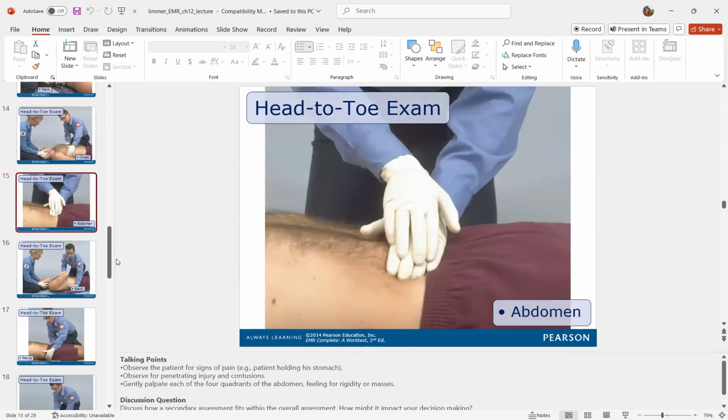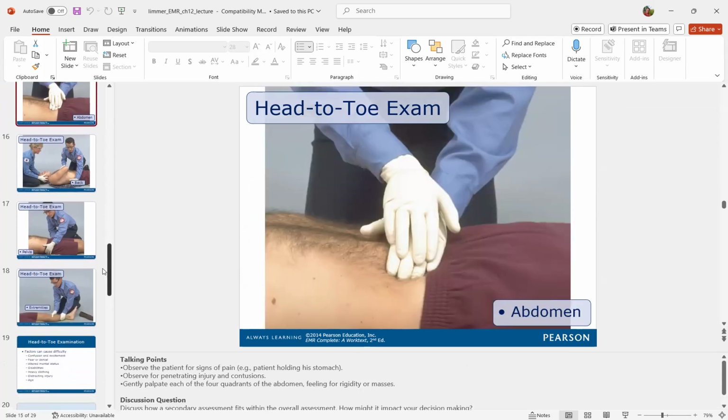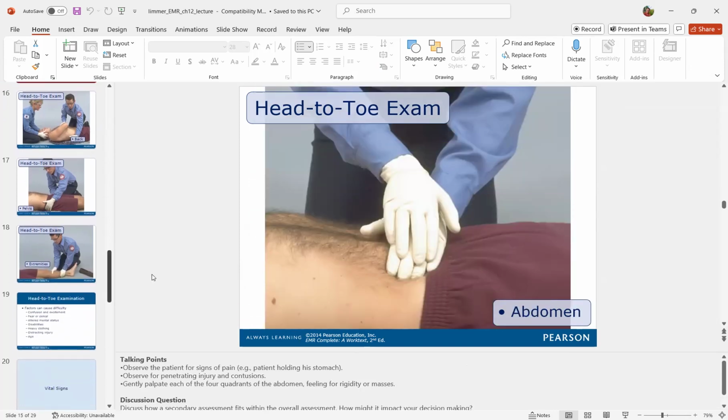Then we're going to move into the abdominal area. With this one, remember the belly button is the middle of our quadrants. So we're going to palpate all 4 quadrants: right upper, left upper, right lower, and left lower. We want to palpate each of the 4 quadrants. Belly button's the middle. We're looking again for DOTS, as well as feeling for rigidity or masses, stuff like that.